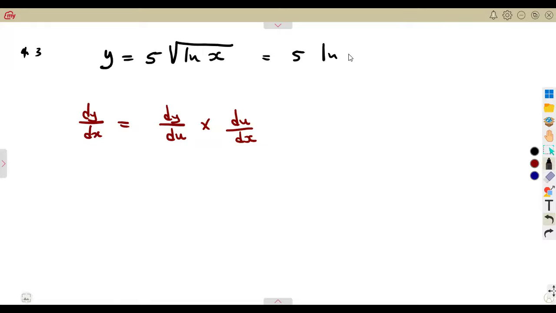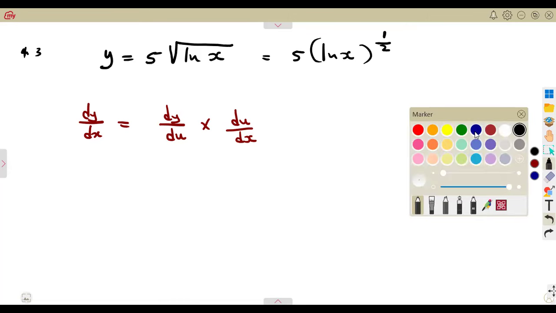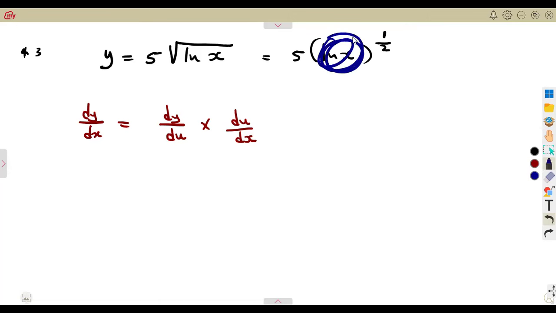5 ln of x raised to the exponent of a half. So we can take off the part that is complicated here, that is being raised to the exponent of a half, as our u, so that the derivative of u can be determined. So we can let our u be equal to what? The ln of x. We can let our u be the ln of x.